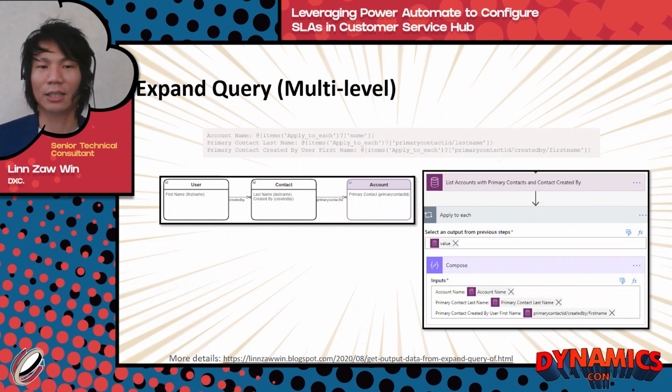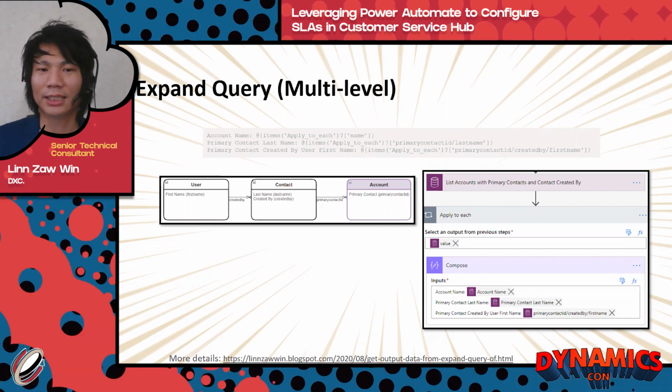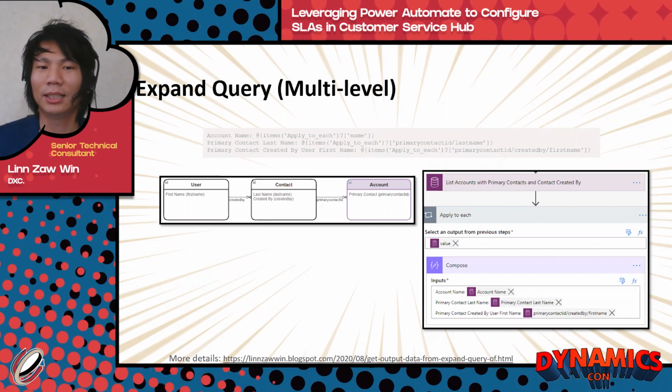Okay, let's see this example. The first one is account name. We just get the name directly. We can choose it from the dynamic value list. The second one is the last name of the primary contact, which is still available in the dynamic value list. But the third one that we're trying to get is the primary contact's created by user's first name, which exists in the 2-level up relationship of the current entity.